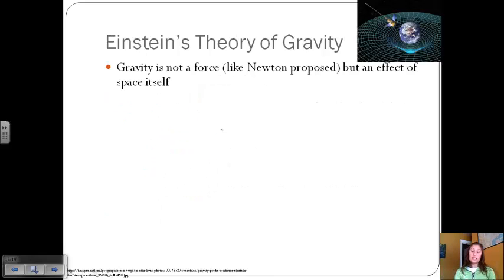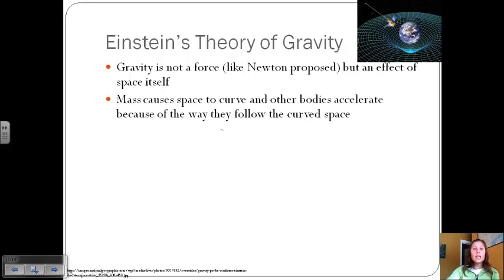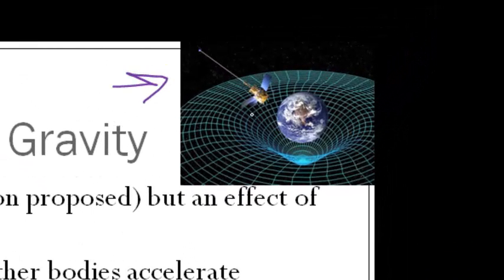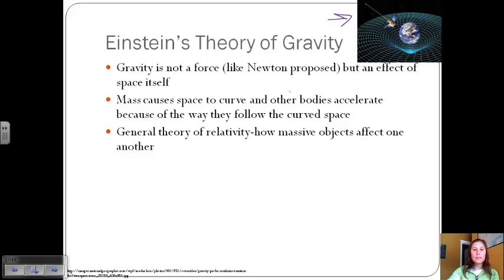Well, Einstein really liked this principle of equivalence too, and he used it in his theory of gravity. And he said that gravity is not a force, like Newton proposed, but it's an effect of space itself. He said that mass can cause space to curve, and other bodies will accelerate around this massive object because of the way that they follow the curved space. And so as you can see in this picture up here, we've got Earth, and it's bending space due to its mass. And so then this satellite is orbiting Earth based on that curving of space.